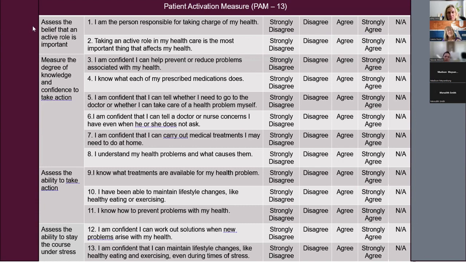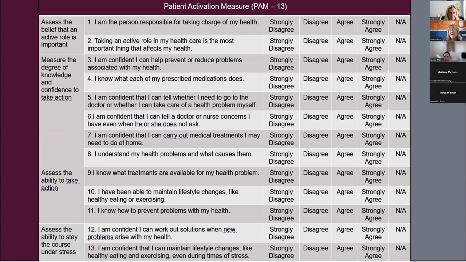The first 2 questions assess the person's belief that an active role in participating in care is important. So the 2 questions: I'm the person who is responsible for taking charge of my health, and taking an active role in my healthcare is the most important thing that affects my health. And so a person will be, again, responding using the Likert scale. Now, the next 5 questions measure the degree of knowledge and confidence in taking action.